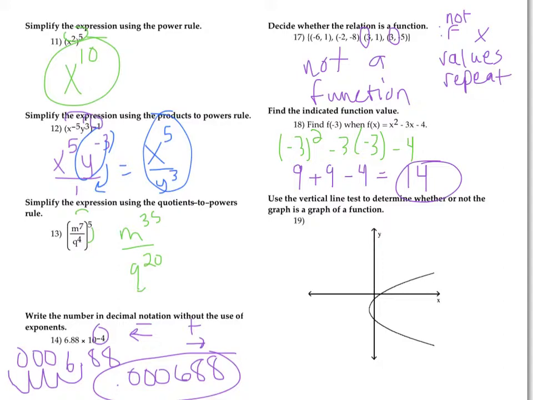The vertical line test to determine whether or not something's a function. Vertical is up and down. Since it goes through twice, it's not a function. If it goes through once, it is a function. That's how that works.